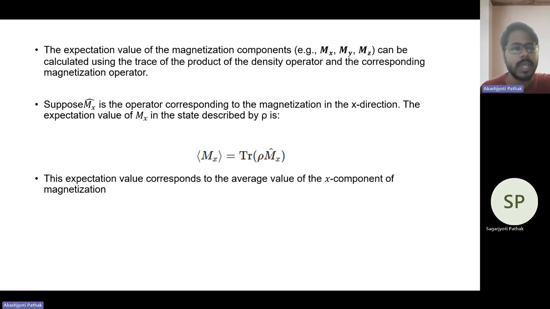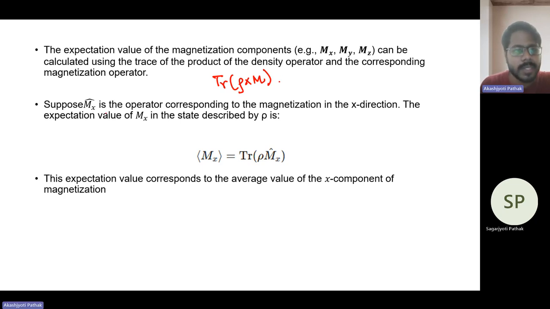The expectation value of the magnetization components Mx, My, Mz can be calculated using the trace of the product of the density operator and the corresponding magnetization operator. For example, if the observable quantity we are measuring is magnetization, the expectation value of this magnetization will be the trace of the product of the density operator rho and the magnetization operator M.